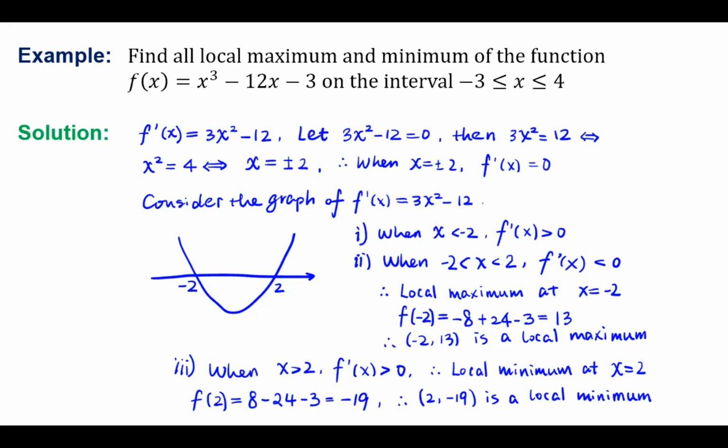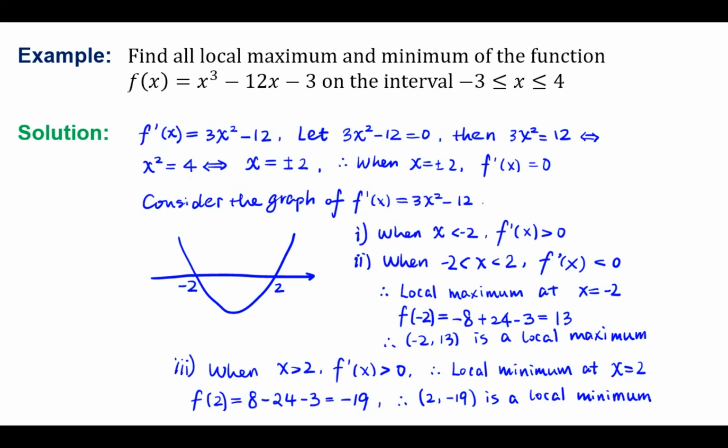Therefore, we know the first derivative does change sign before and after x equals -2, right? And at x equals -2, the first derivative is 0. Therefore, we know x equals -2 is the local maximum point. Therefore, we need to calculate f(-2), which gives us 13. Therefore, we know the point (-2, 13) is a local maximum point.